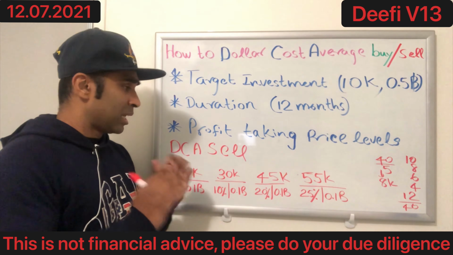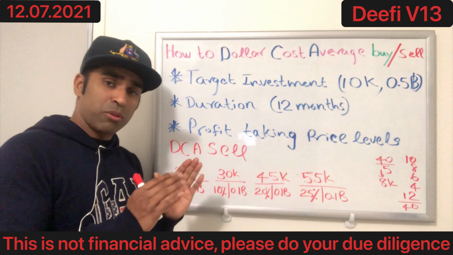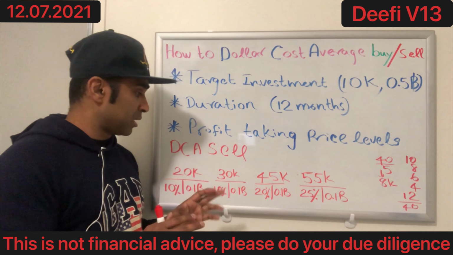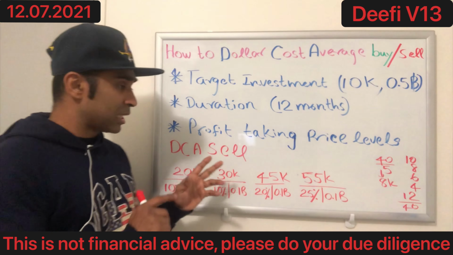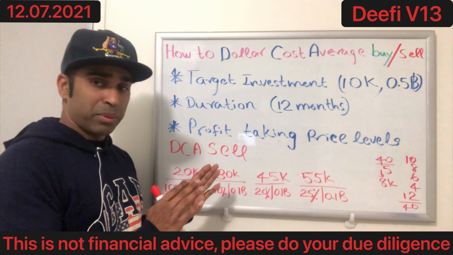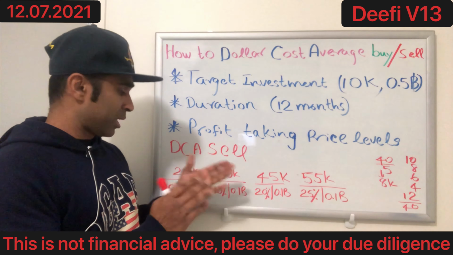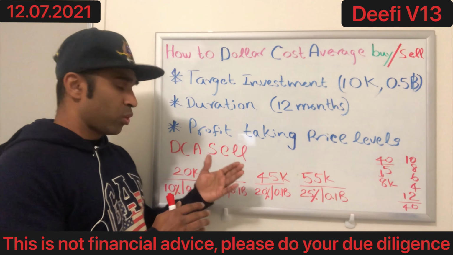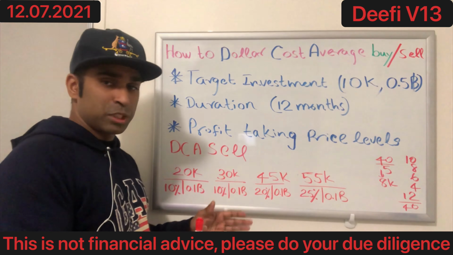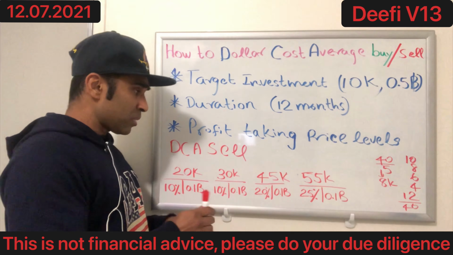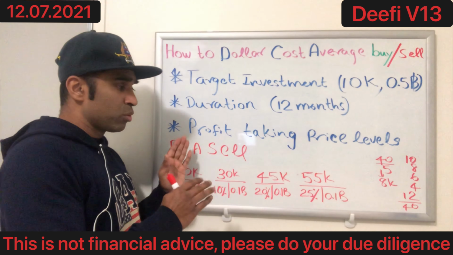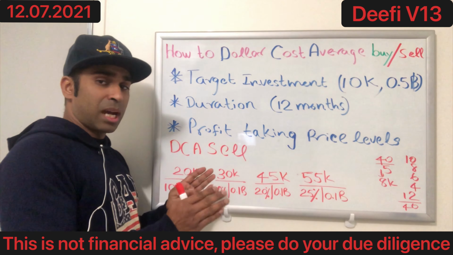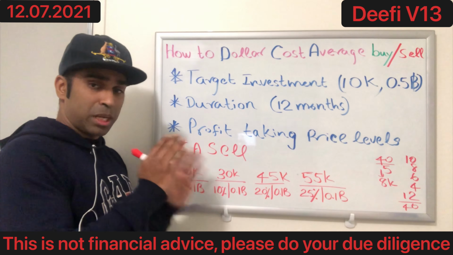So now let's discuss how to dollar cost average sell, or DCA sell. As I explained earlier, you need to have specific price targets. For example, when Bitcoin hits 20K, I'm going to sell 10%. When Bitcoin hits 40K, I'm going to sell this much. So likewise, as with DCA buy, you need to have specific price levels where you're going to take profits.